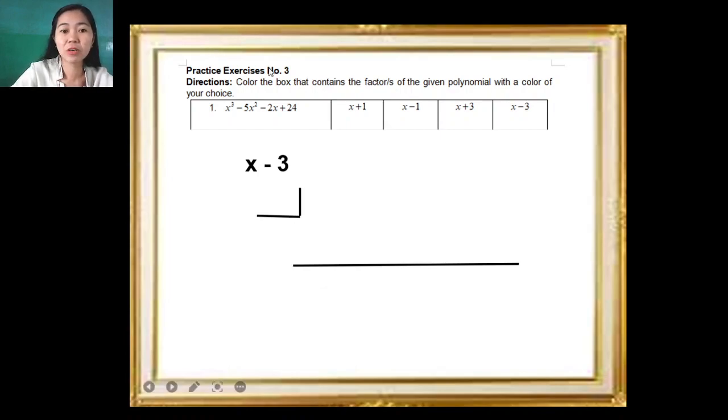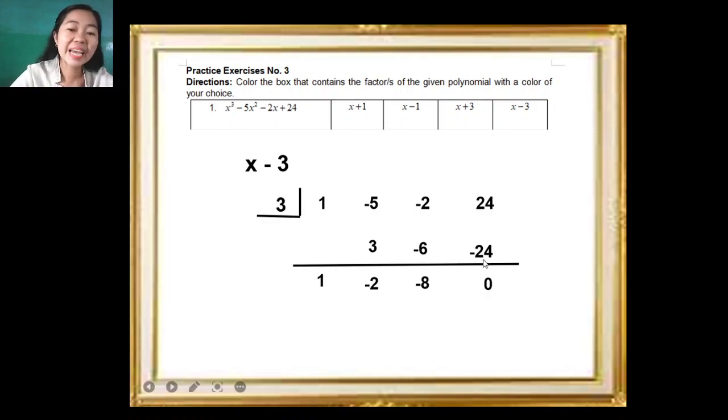So, yung last binomial to test is x minus 3. So, again, we have 1, negative 5, negative 2, 24. And then, the value of r here will become positive 3. Yan. Coming from our binomial x minus 3. So, r is 3. Bring down 1, multiplied by 3. We have 3. Negative 5 plus 3 is negative 2. Negative 2 times 3 is negative 6. Negative 2 plus negative 6 is negative 8. Negative 8 times 3 is negative 24. And then 24 plus negative 24 is 0.